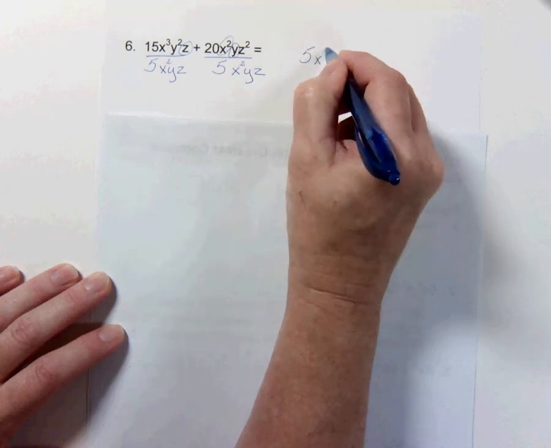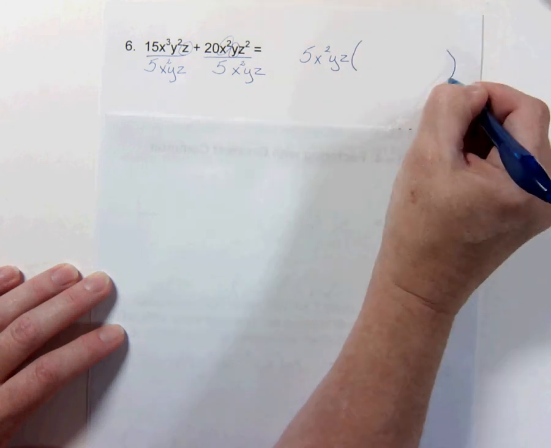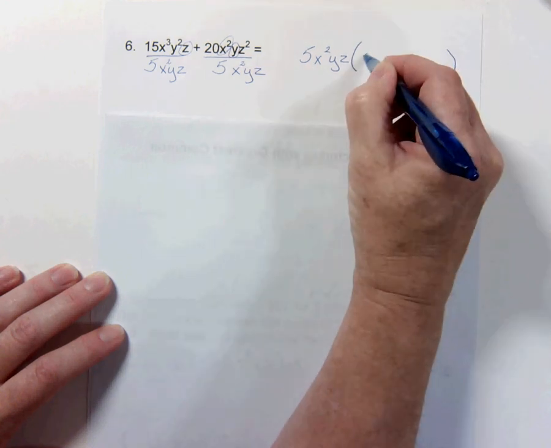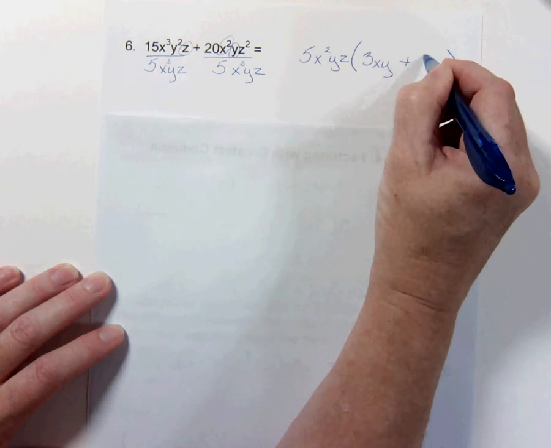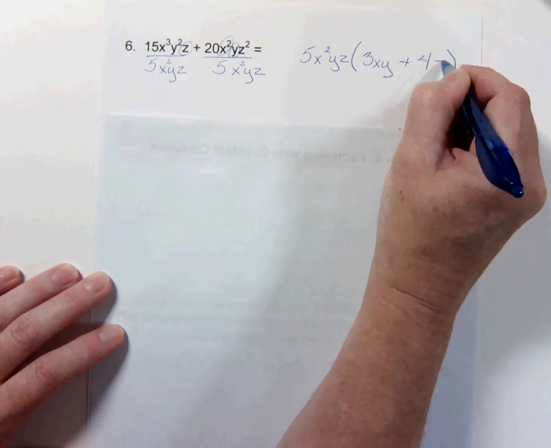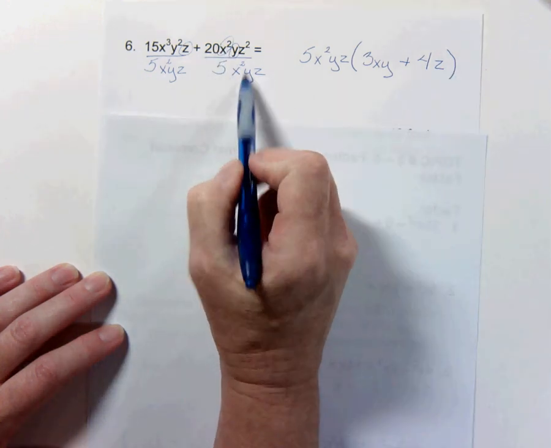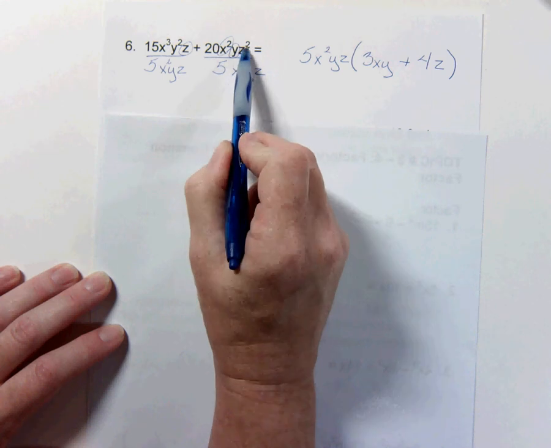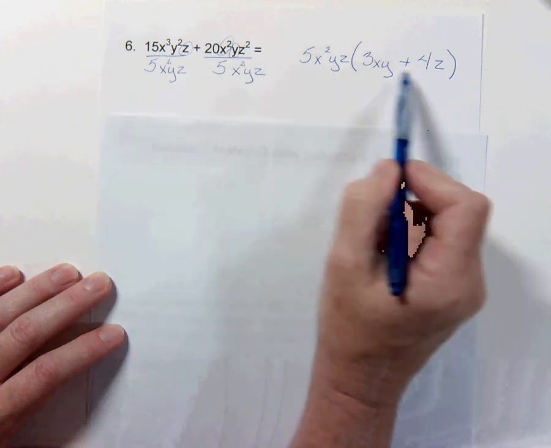So 5x squared yz stays on the outside of your parentheses. Do the division, and you're left with 3xy plus 4z. 20 divided by 5 is 4. These x's go away, the y's go away, and then you subtract z to the 2, z to the 1 would be left with just 1z.